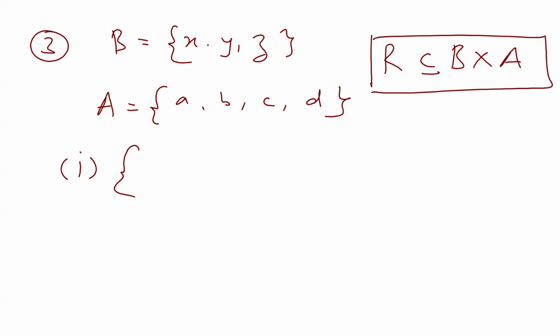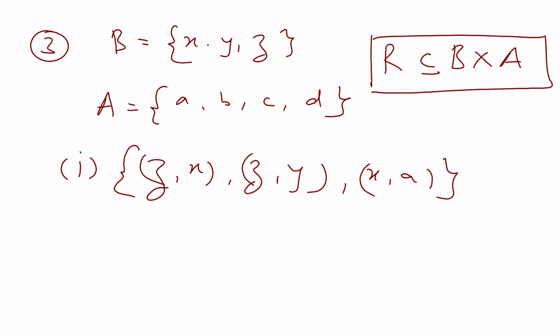Fine. Now the first one, Z comma X, Z comma Y, X comma A. Okay, ZX, ZY, XA. So ZX, this particular ordered pair is from B to B. It's not from B to A. So obviously we need not check the other ordered pairs. So this is not a relation from B to A.